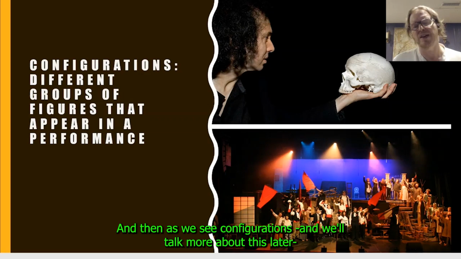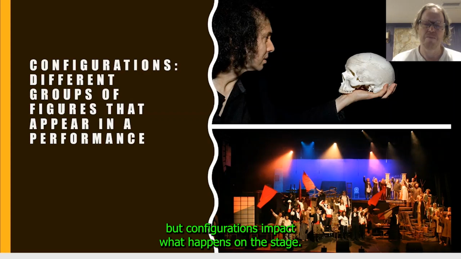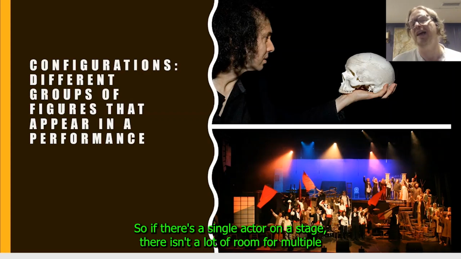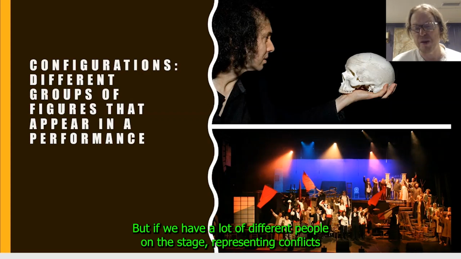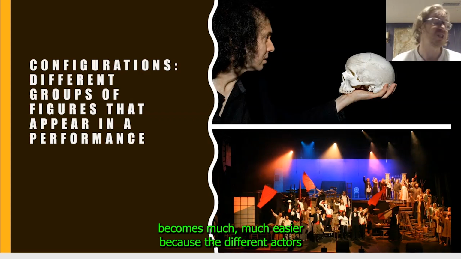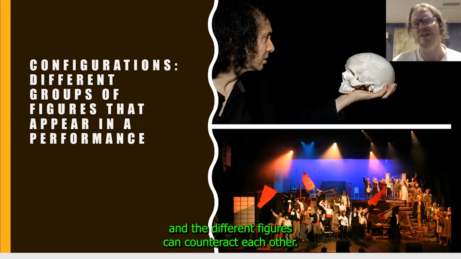And then as we see configurations, and we'll talk more about this later, configurations impact what happens on the stage. So if there's a single actor on a stage, there isn't a lot of room for multiple conflicting perspectives. But if we have a lot of different people on the stage, representing conflicts becomes much easier, because the different actors and the different figures can counteract each other.